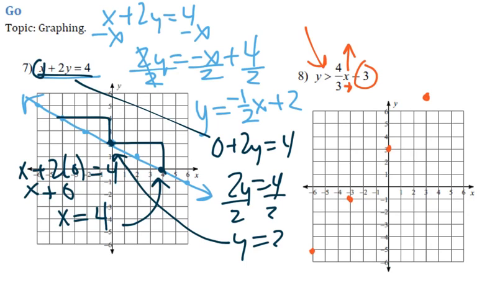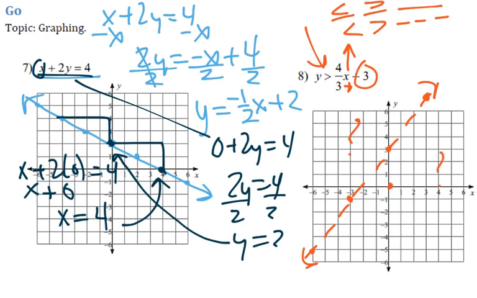Okay, then we have to decide if it's solid or dashed. Solid being less than or equal to or greater than or equal to, so we can look at ours and know it's dashed. So I draw a dashed line. Then I have to remember where to shade. I either shade over here or over here.